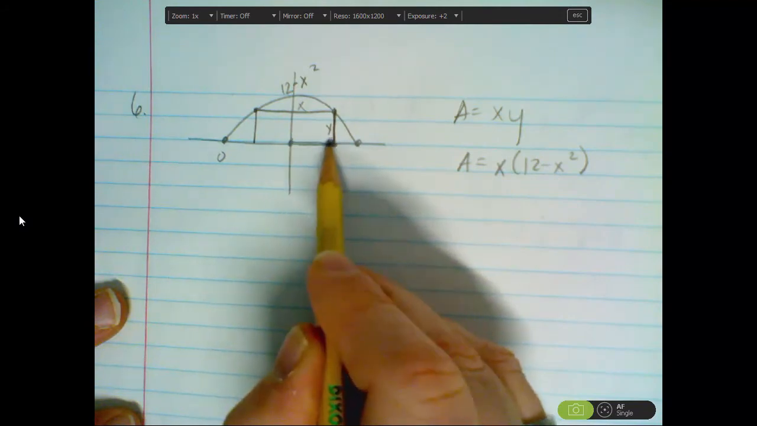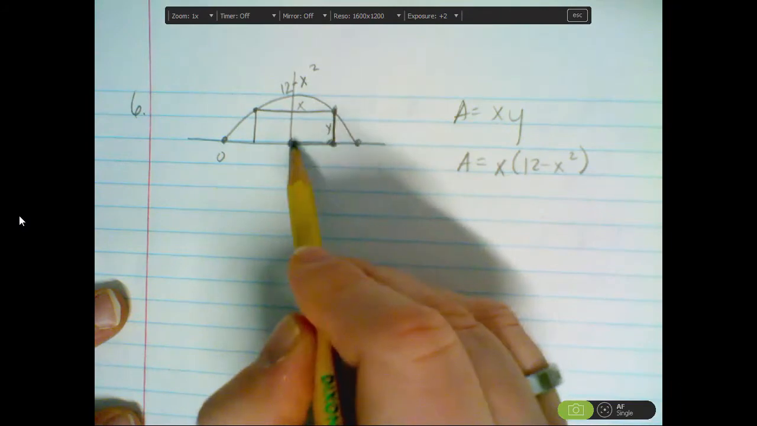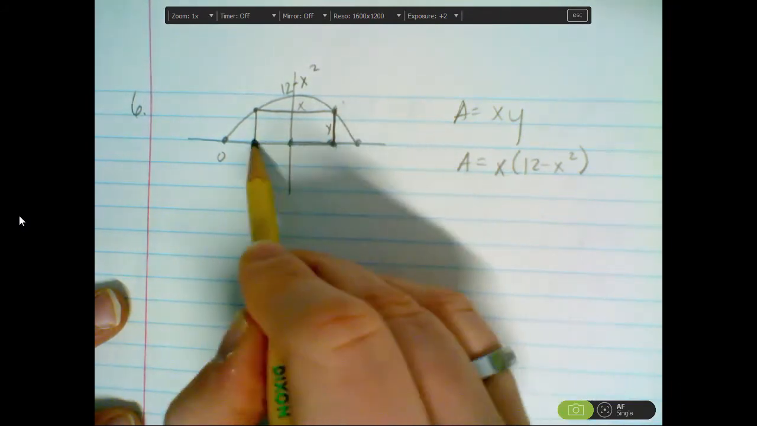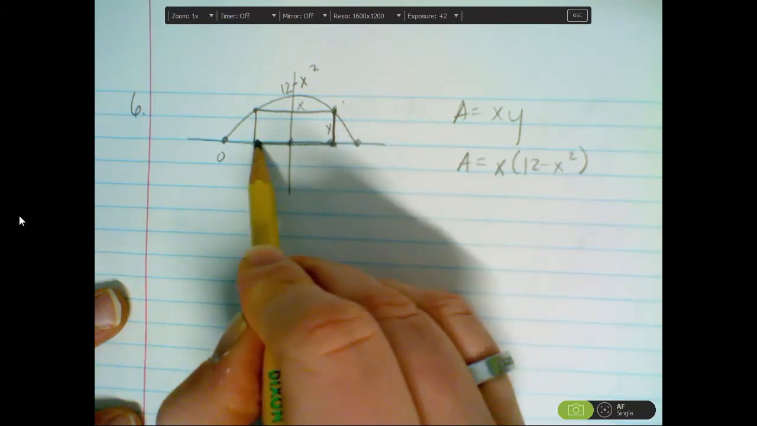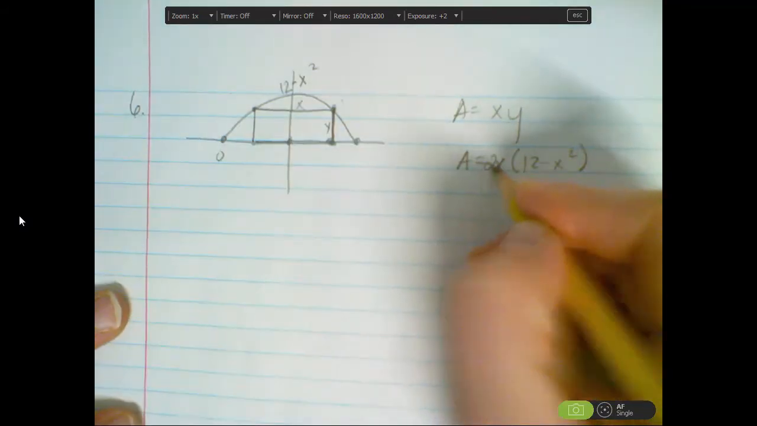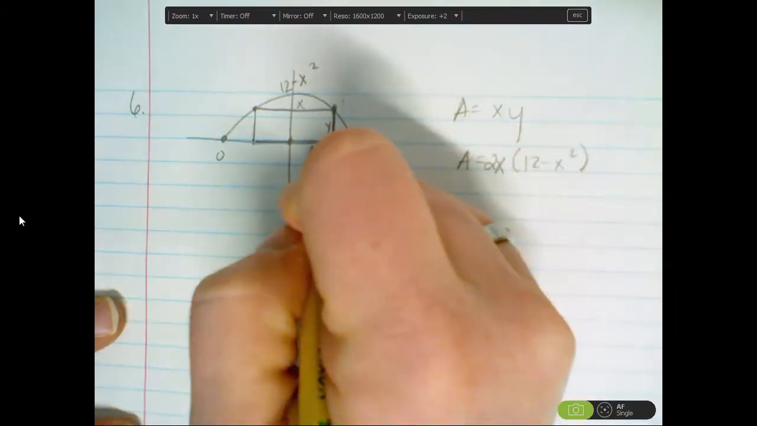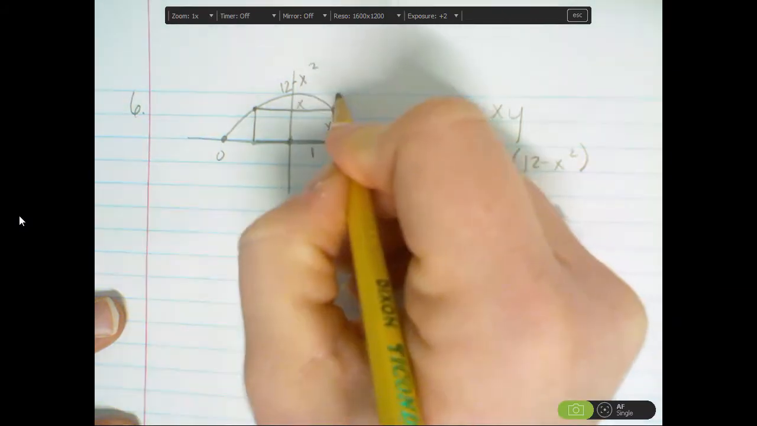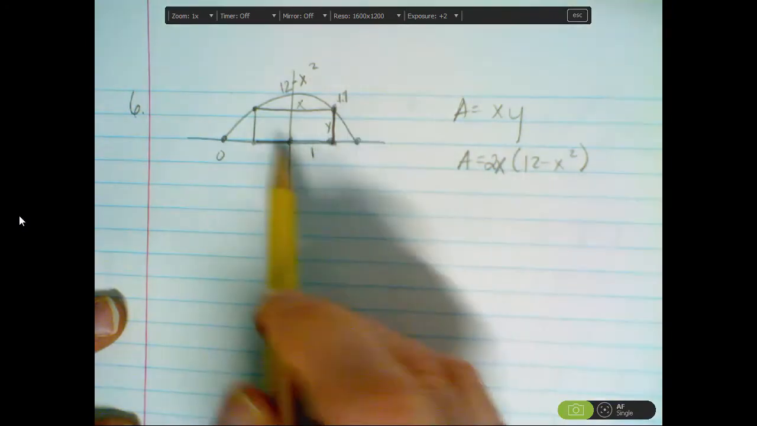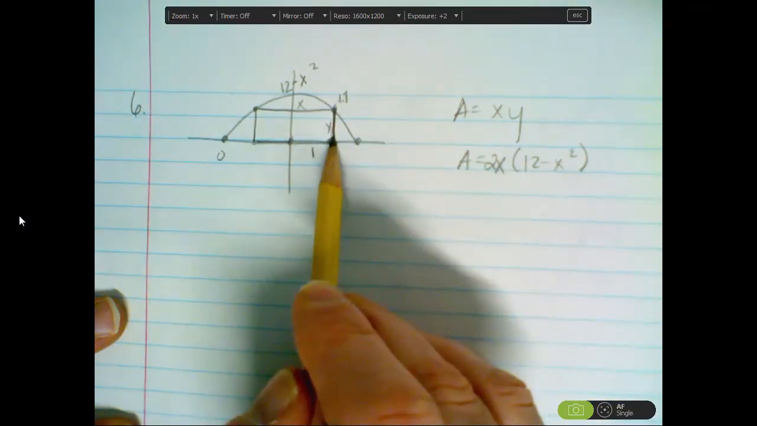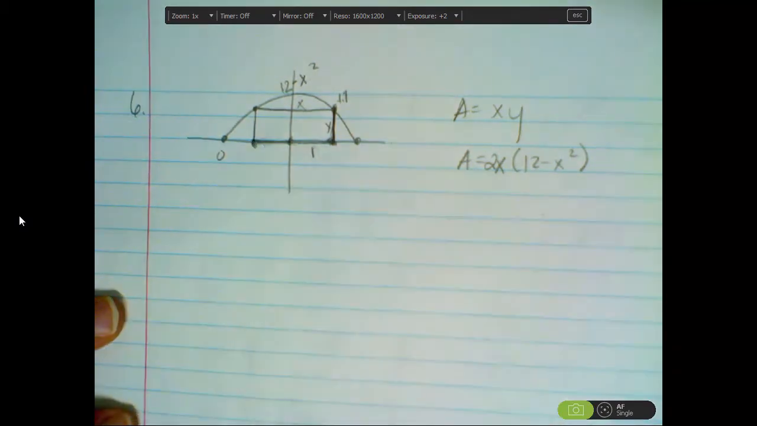And is x 2x? Let's think about that. If we're talking about this point as being where x is, then the base has to be double that. Yes. Right? Because if x is 1, y is 11, 12 minus 1. But the area of the rectangle is 11 times 2, because you have to double the x because it goes the other way as well.